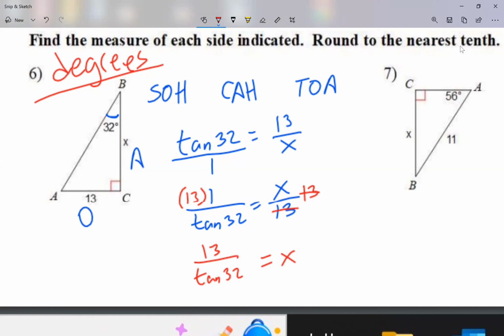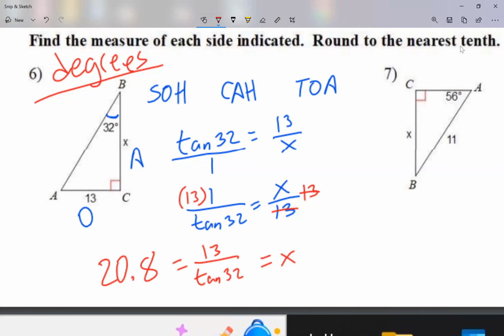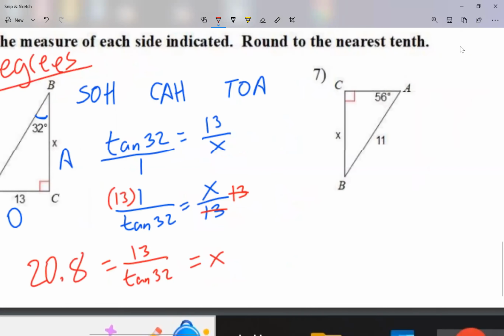Okay, so I'm going to use my calculator. I'm going to go 13 divided by tangent of 32. I'm going to round my answer to 1 decimal place. 13 divided by tangent of 32 gave me 20.8. Okay, so that's it.